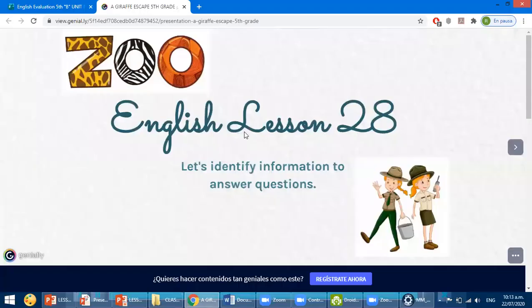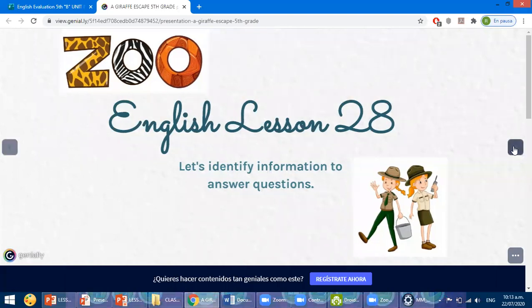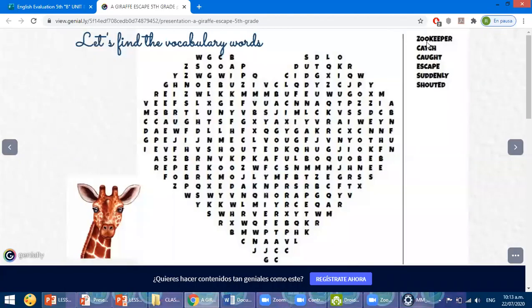Now, because of this blackout, some animals escaped from a zoo. Let's learn some vocabulary first for this lesson. Repeat, please. Zookeeper.